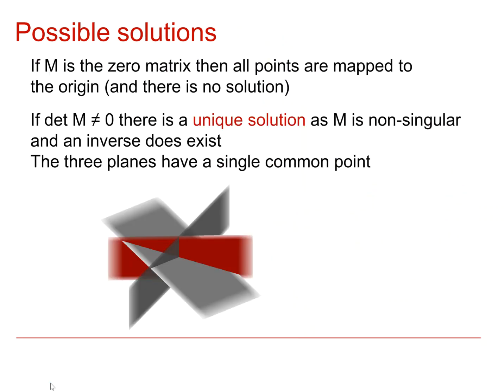First of all, it's worth noting that if M is the zero matrix, then all points are mapped to the origin and there is no solution to any set of equations. As we discovered in the last video, as long as the determinant of M is non-zero, so that M is non-singular and has an inverse, then we can find a unique solution to our set of simultaneous equations. The 3 planes have a single common point.